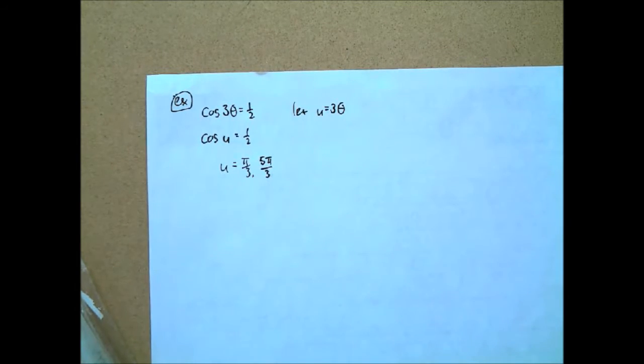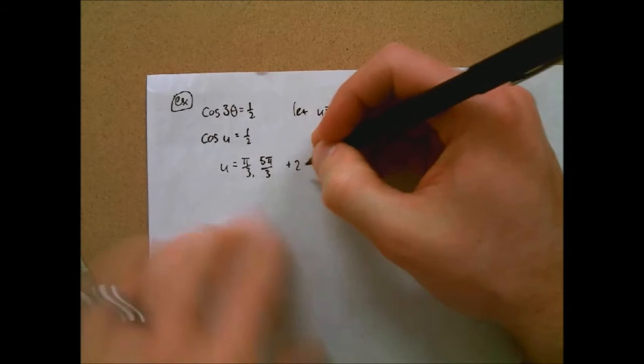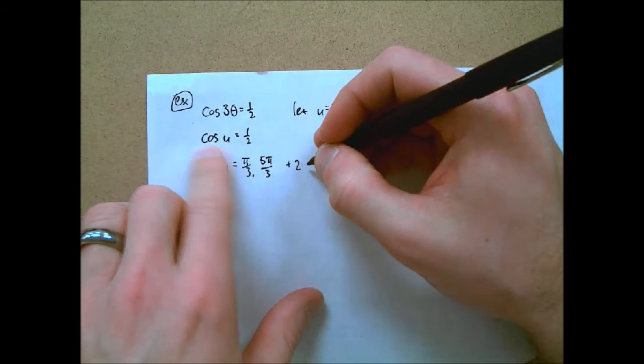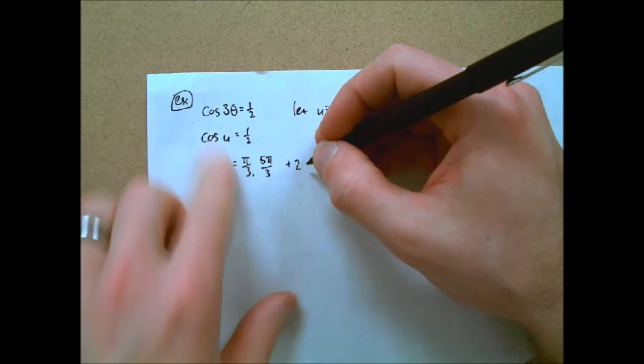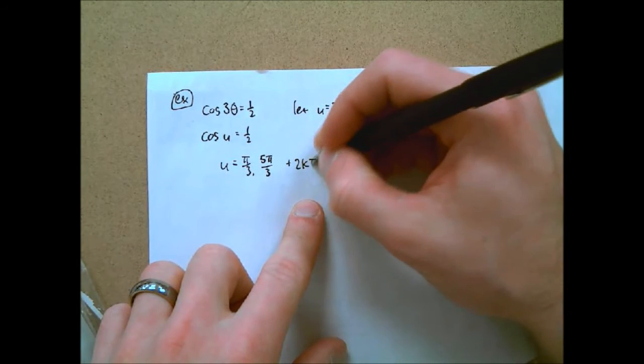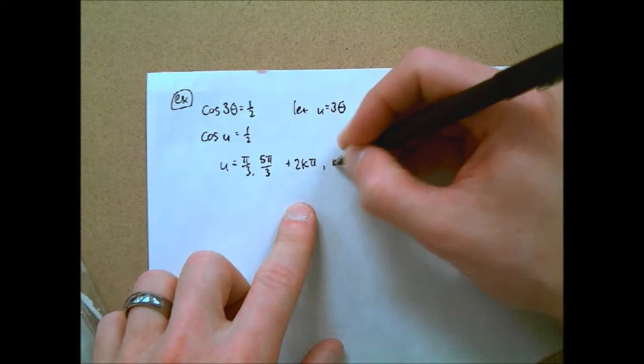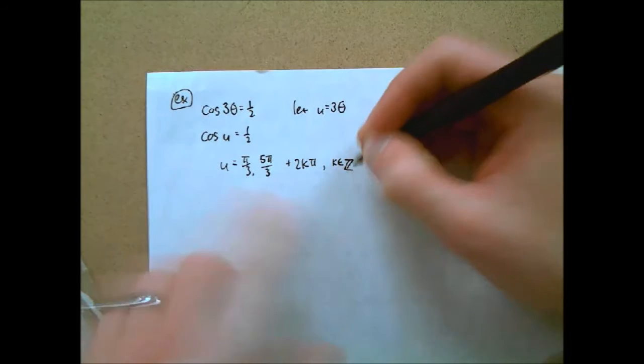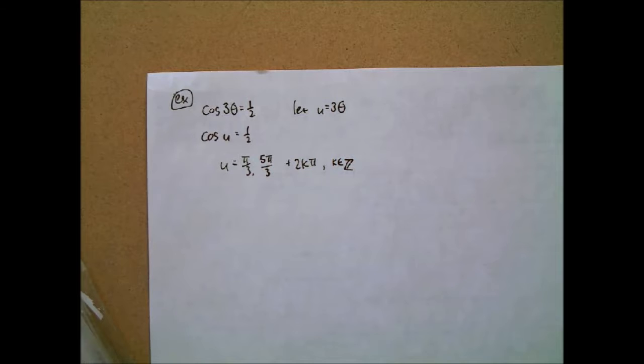Okay? And if I wanted to find additional solutions to these, what would I add to these two numbers? 2k pi, right? Because this is just for plain old cosine with the u. We'd add 2k pi, k is an integer. I'm just going to use the symbols. There it is.